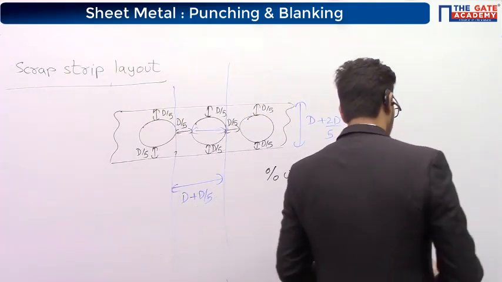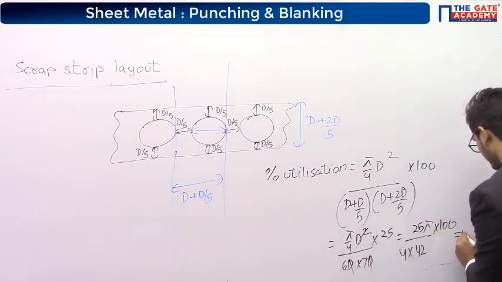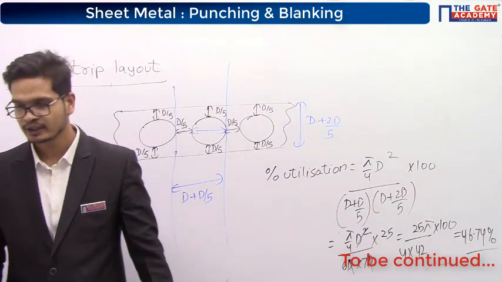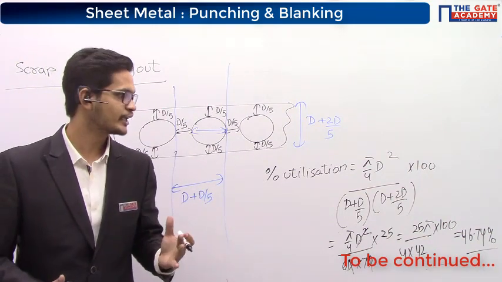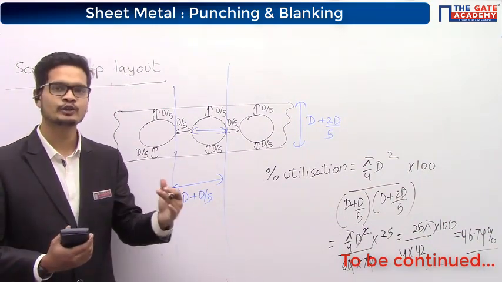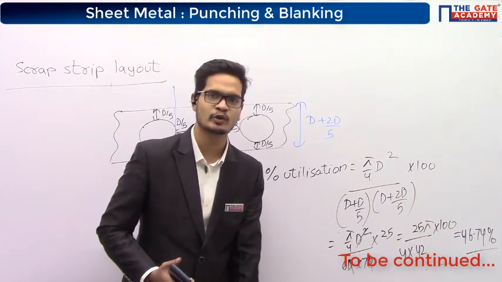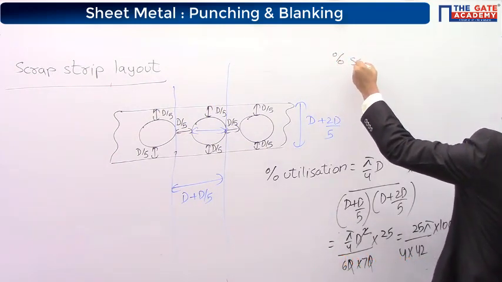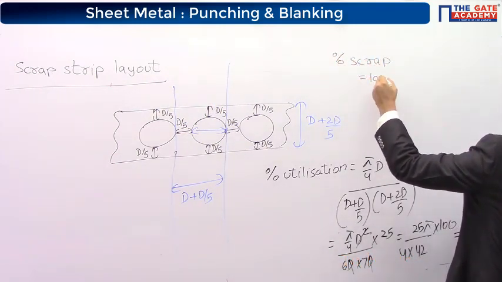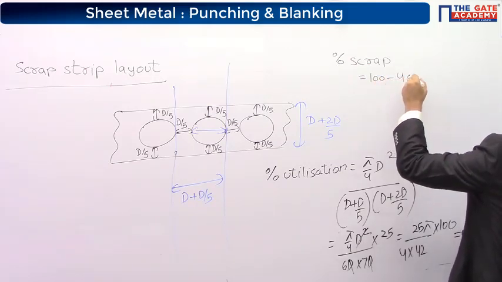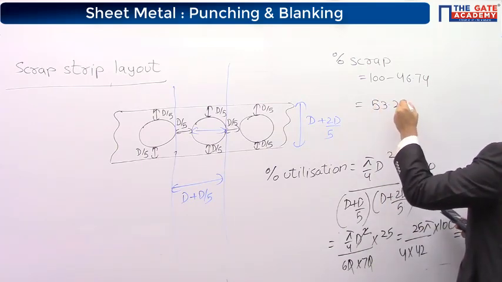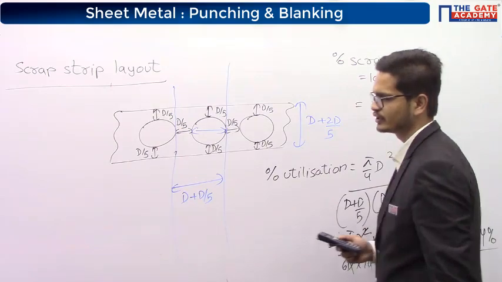So it is 46.74%. This is the percentage utilization. And in the question they have asked the percentage scrap, that is, how much material you are going to throw. If you are going to utilize 46.74%, then how much are you going to throw? Percentage scrap is equal to 100 minus 46.74, which is 53.25%.